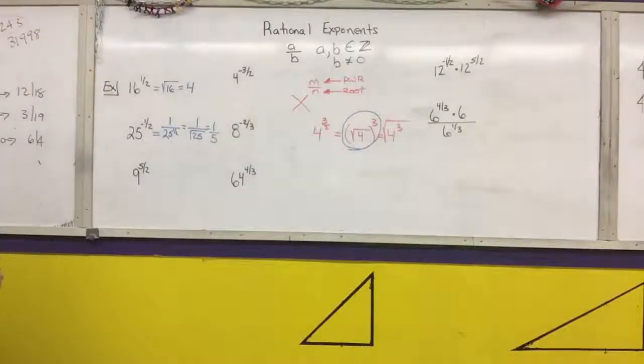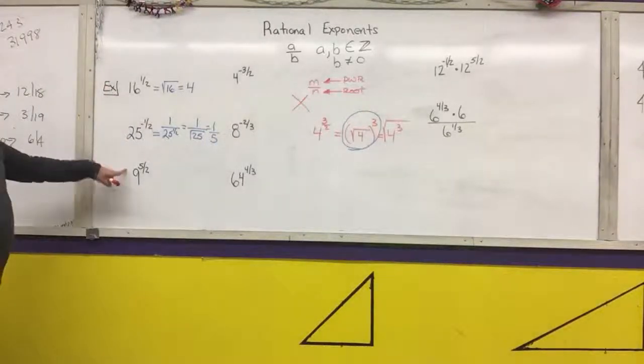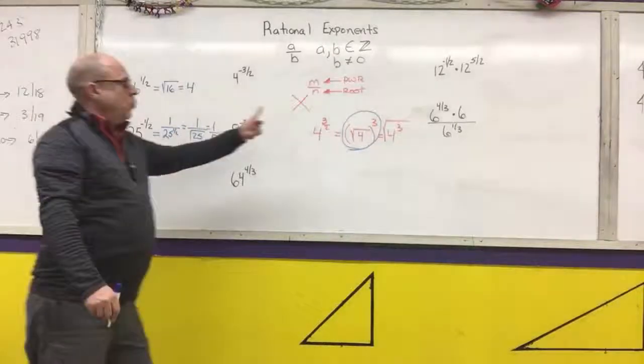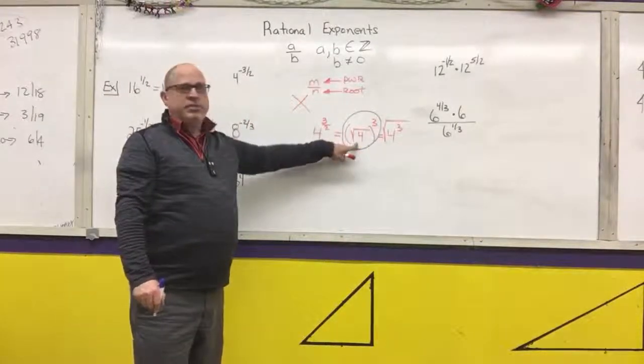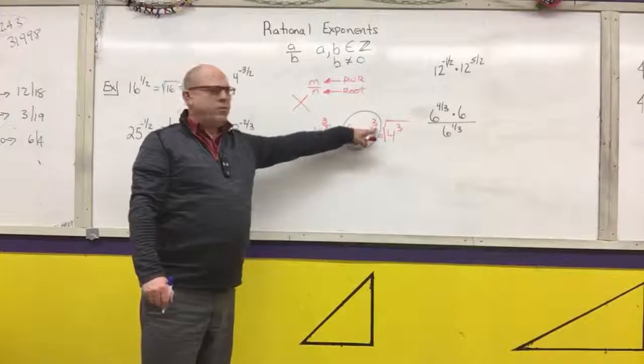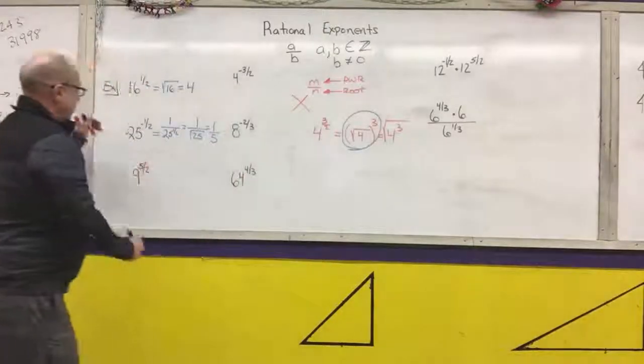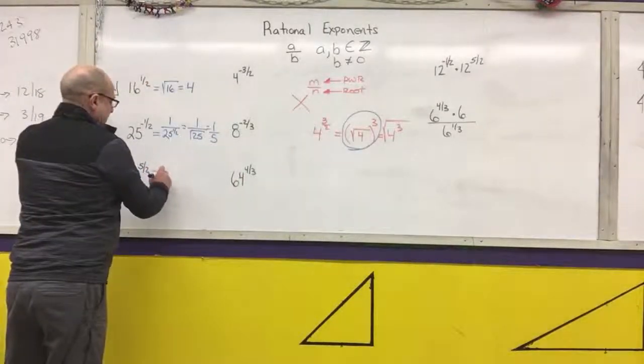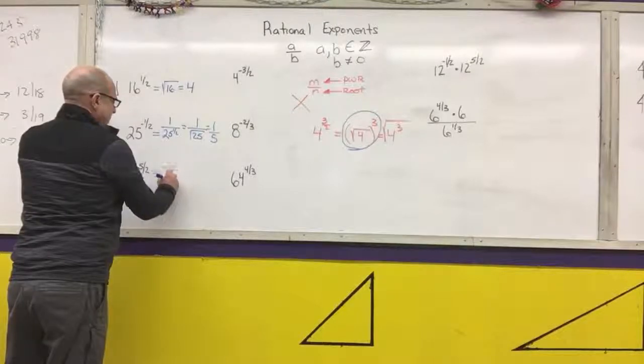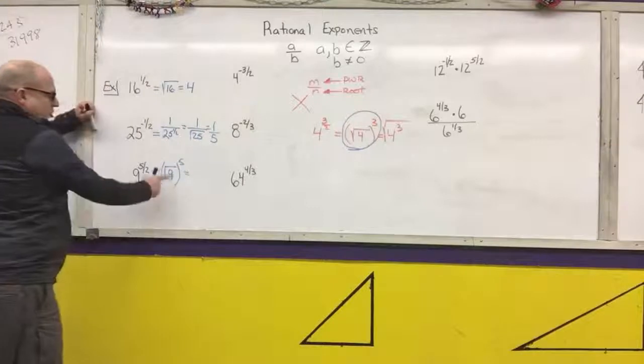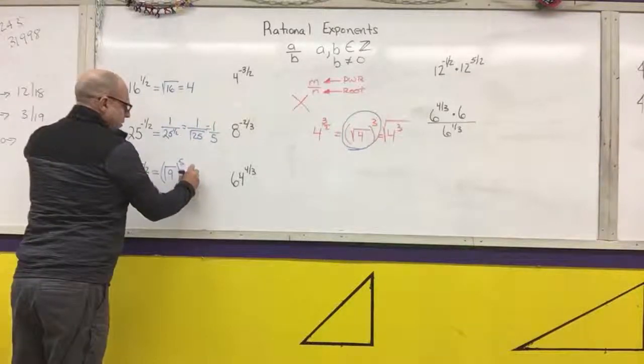Okay, 9 to the 5/2 power. We're going to take the root first, and then once we get the root, we are going to raise it to a power. So this would be the square root of 9 raised to the 5th power. The square root of 9 is 3. So we have 3 to the 5th.